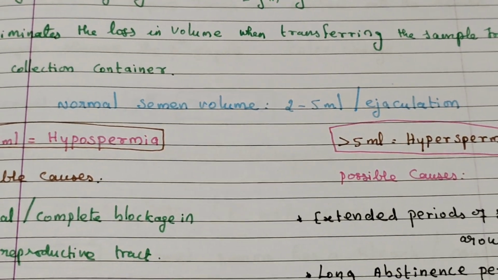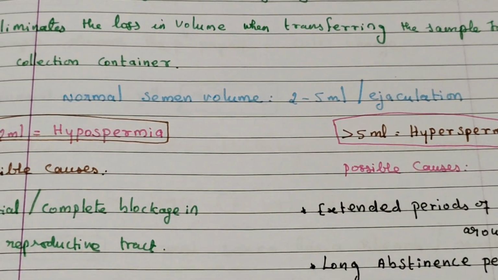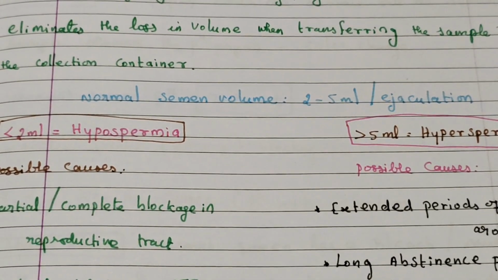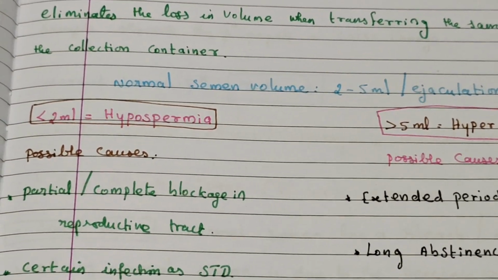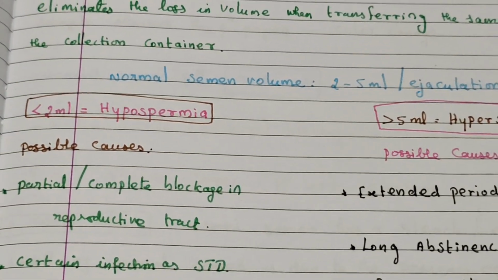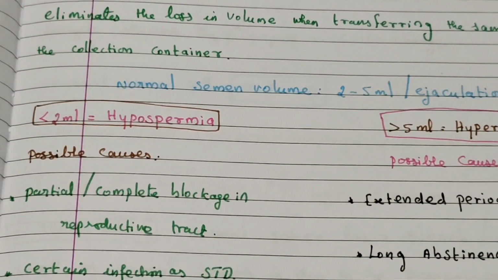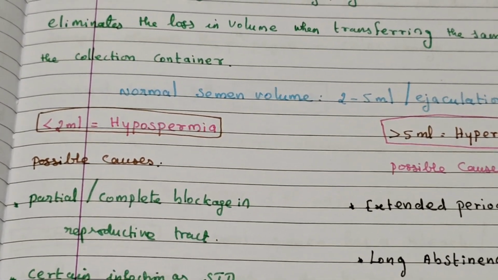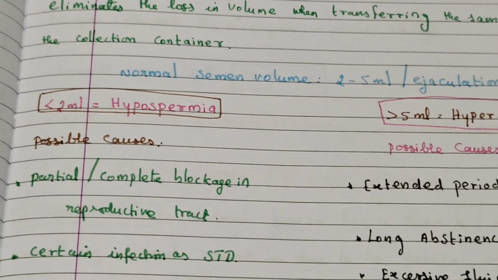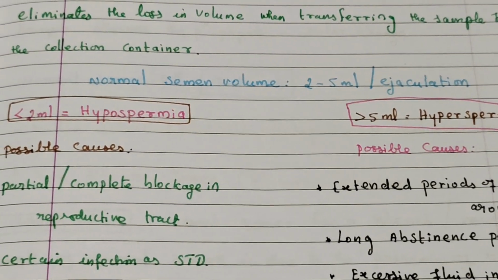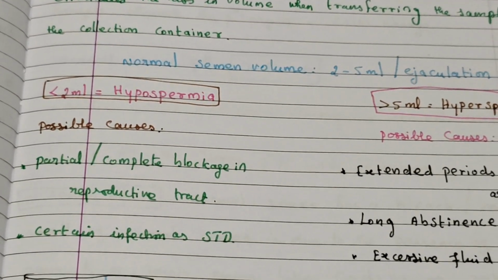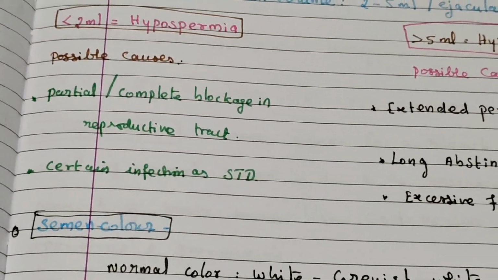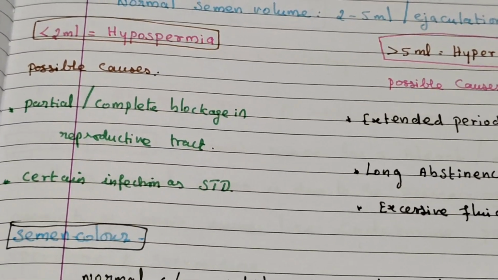Approximately 2 to 5 ml is considered the normal volume of semen for ejaculation. Low semen volume, also known as hypospermia, would be an indication of partial or complete blockage in the reproductive tract, especially the seminal vesicles. It can also be the result of sudden infection such as sexually transmitted disease.